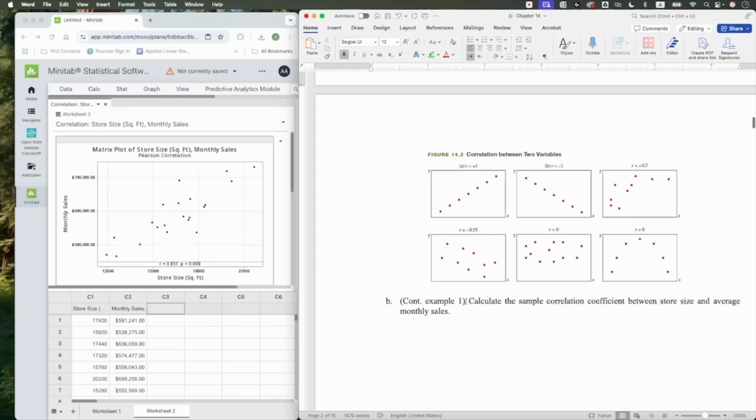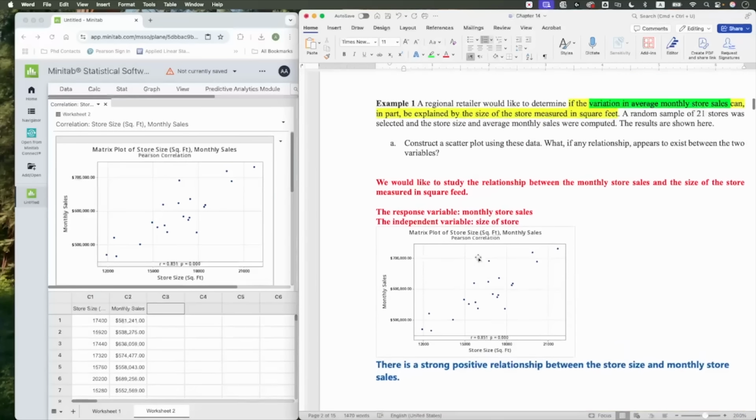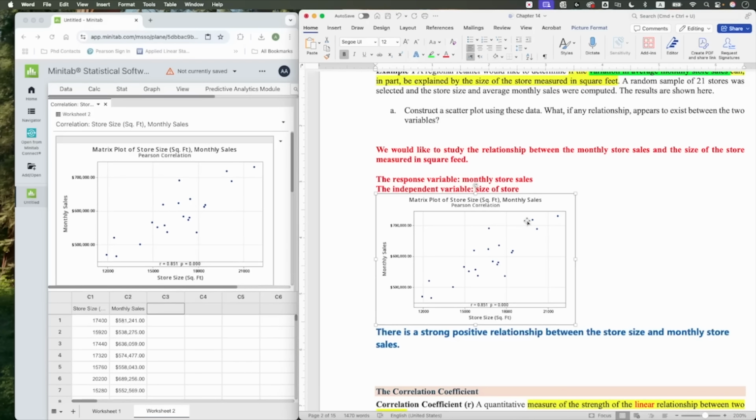Also, we would like to look at the second idea. The question says calculate the sample correlation coefficient, and this is an important word, by the way, between the store size and the average. Actually, we did that here. We found the scatter plot, and we found the R.